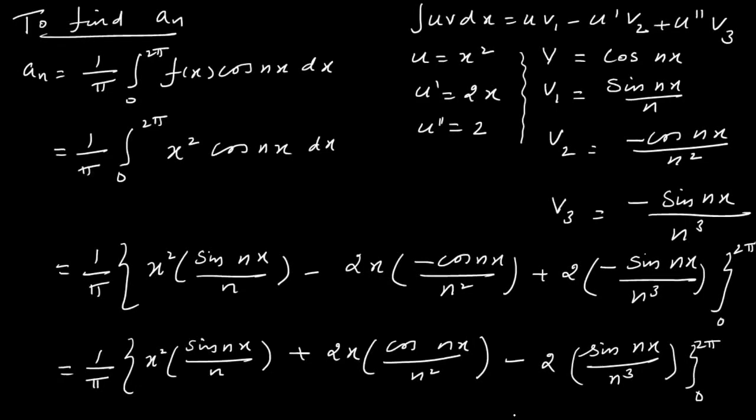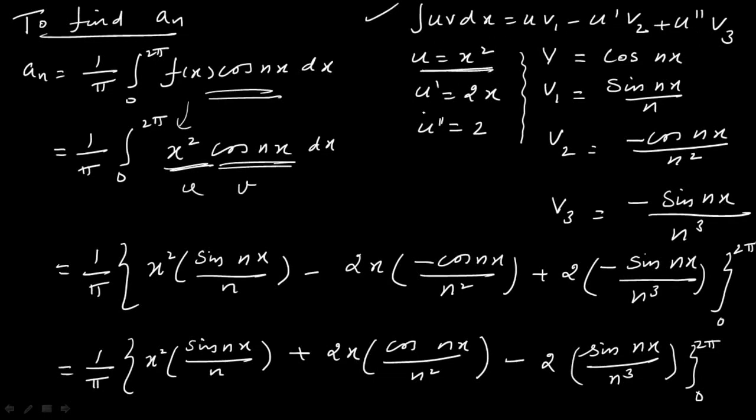Next we calculate the value of an. For that we make use of the formula an is equal to 1 over pi integral 0 to 2 pi f of x cos nx dx, where f of x is x square. Just in your next step replace f of x by x square. This is of the form product of functions. So integral u v dx. So for that we make use of our formula: integral u v dx equal to u v1 minus u dash v2 plus u double dash v3.